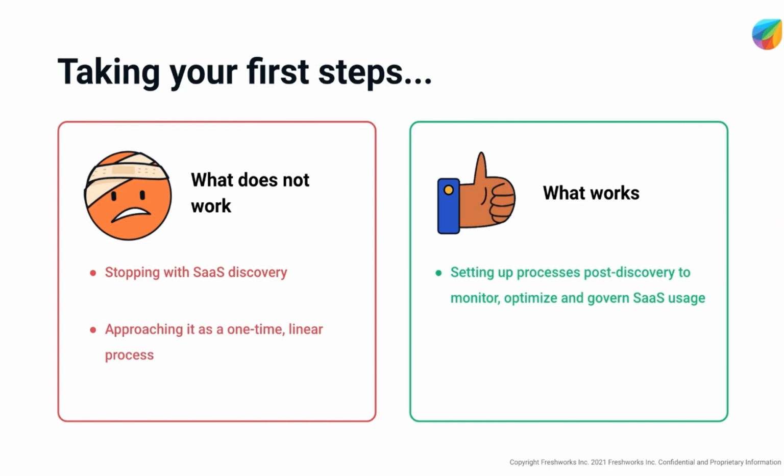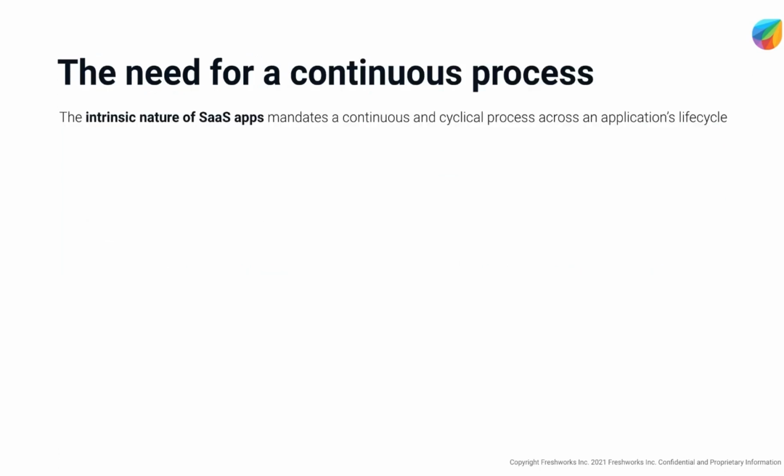Secondly, you cannot approach SaaS management as a one-time linear process. When you're setting up these processes for discovery, for monitoring, optimizing, and governing SaaS usage, this cannot be a one-time effort. This has to be done in a cyclical, iterative, and continuous manner to set up a scalable SaaS management process that is going to span a longer period of time into the future.